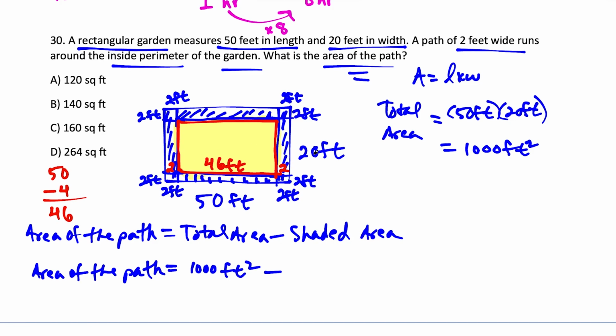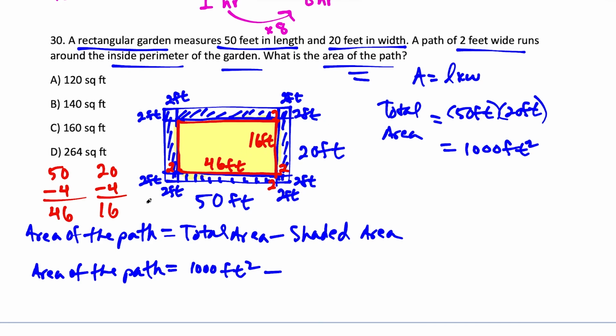Going this way, the width is 20 feet. But once again, if I chop off 2 feet on the top and 2 feet on the bottom here, I'm doing 20 minus 4, which is equal to 16. Okay, so the width of the inside shaded rectangle is 16 feet. Once again, to really convince yourself of this, just know that this distance over here is 2. The distance underneath here is 2. So if I do 2 plus 16 plus 2, that gives me the entire 20.